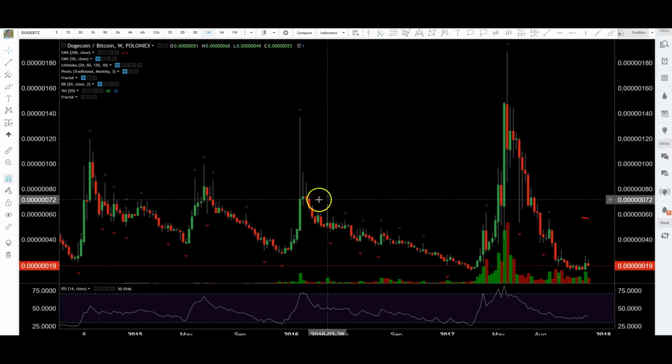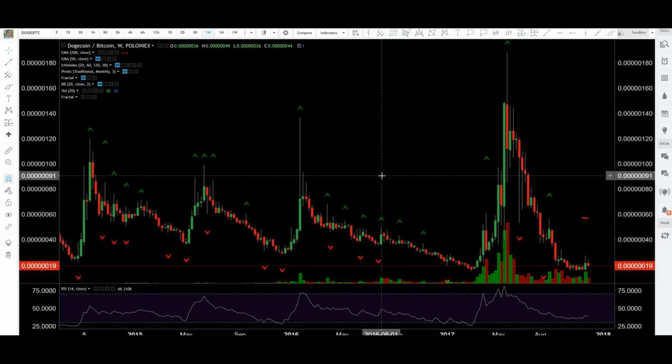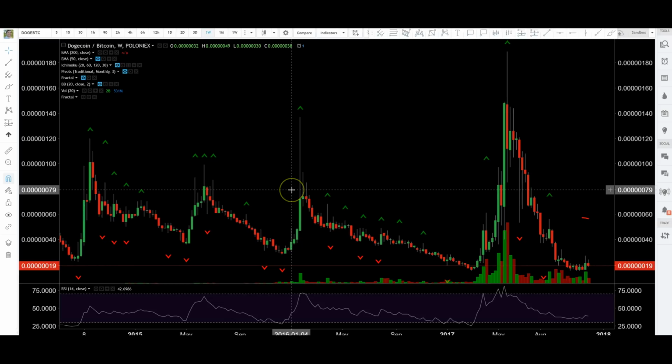I also like to make these a little bigger, again, just so they're easier to see. That might be too big, but you get the point. You don't want to miss these. They're easy not to see if you've got a lot of stuff on your chart. So make them big, make them bold, make them beautiful. Make them a color that makes sense to you.